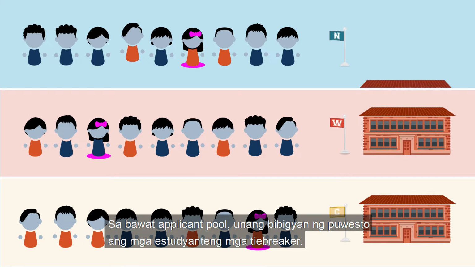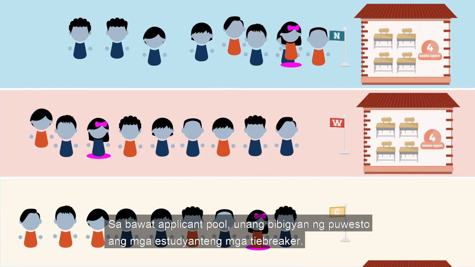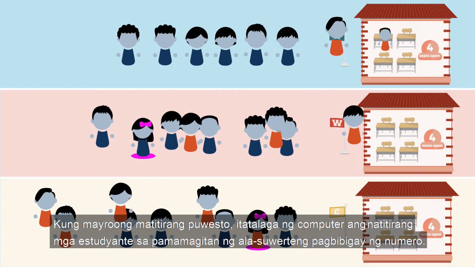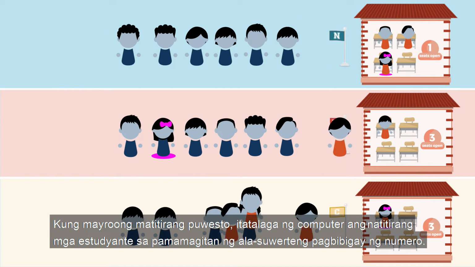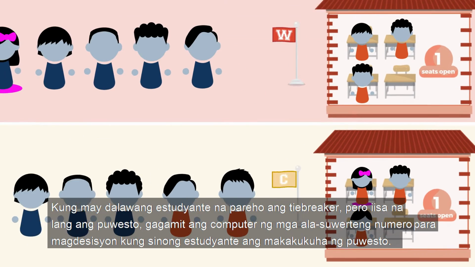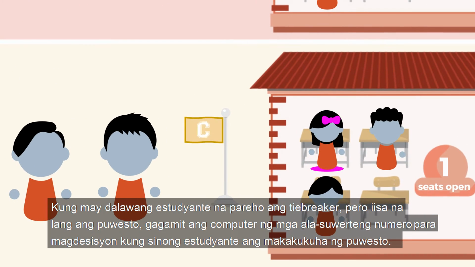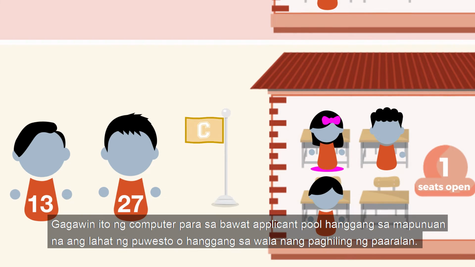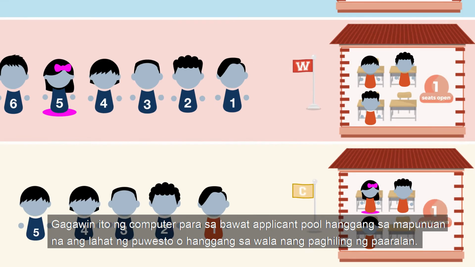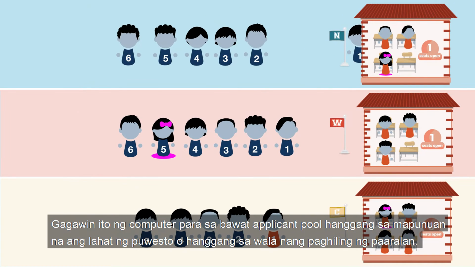Within each applicant pool, students with tiebreakers are assigned first. If there are remaining seats, the computer assigns the rest of the students by random number. If 2 students have the same tiebreaker, but there is only 1 seat left, the computer uses random numbers to decide which student gets that seat. The computer does this for each applicant pool until all seats are filled, or there are no more school requests.